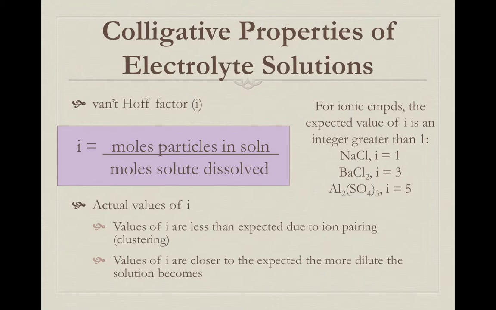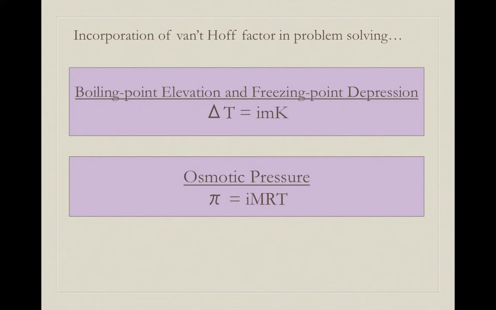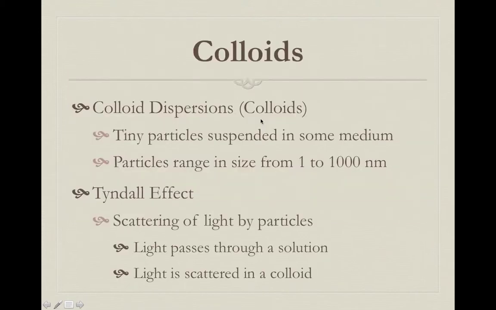The Van't Hoff factor, i, is a colligative property relationship. It gives you a whole number. If you look to the right here, you can see some i values for NaCl and BaCl2. Values of i are less than expected due to ion pairing. You most likely will not see this, but it is important just to have an idea. Values of i are closer to the expected the more dilute the solution becomes. You can incorporate the Van't Hoff factor in the boiling point elevation and freezing point depression equations. Notice you just multiply by i. So if you're given an i value, all you really do is plug it into the equation.